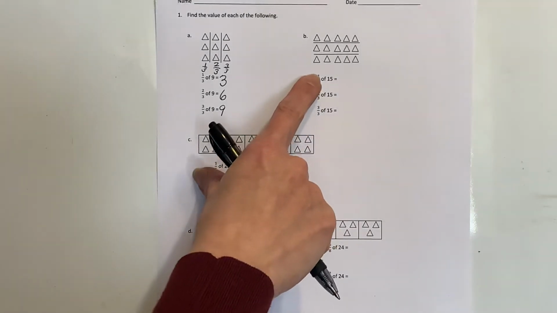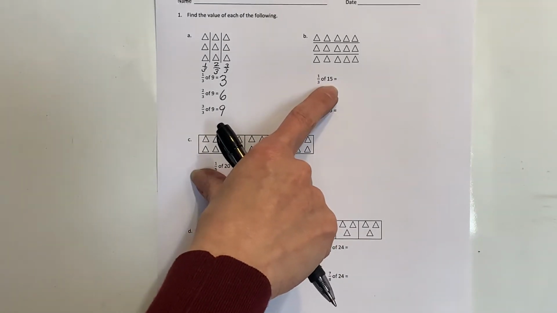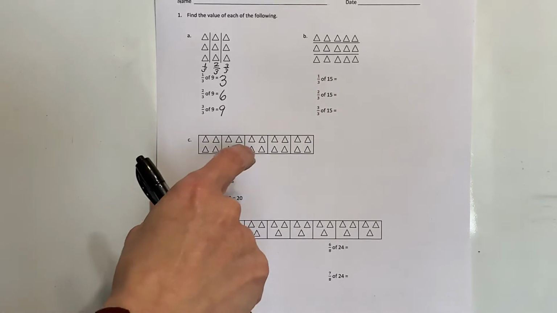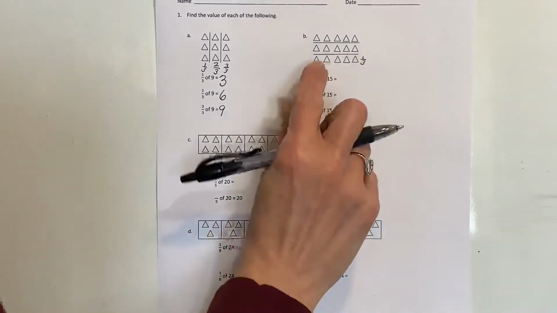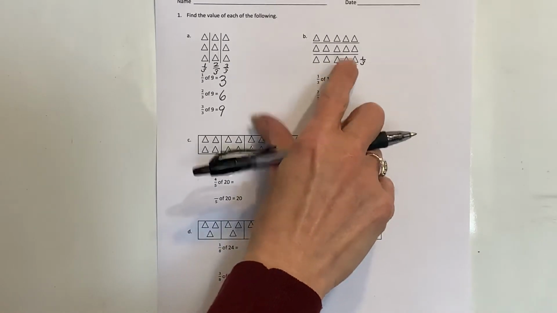So if we have 1/3 of 15, so we need 1/3 would be 1, 2, 3, 4, 5.